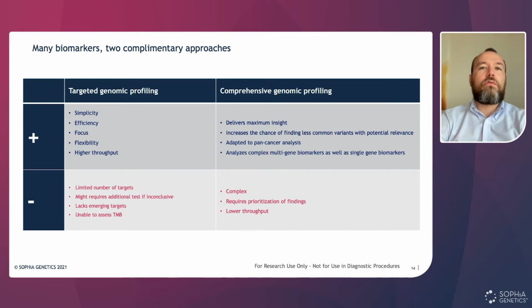As a consequence of how this panel is designed, you have complexity both in secondary analysis, which is bioinformatics, and tertiary analysis, which is more of interpretation, because inevitably you have more information coming from a bigger panel than from a smaller panel. So you will probably require some sort of prioritization of findings, and because it's a bigger panel, you just end up with a lower throughput, meaning you can process fewer samples in a given run.